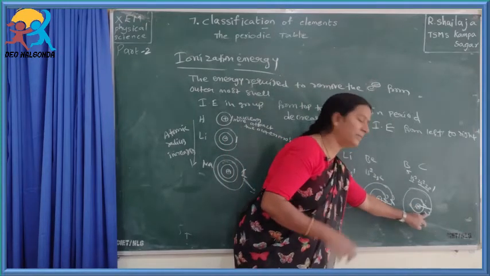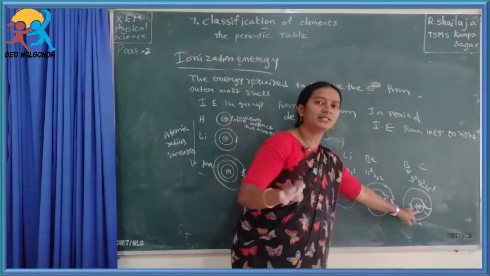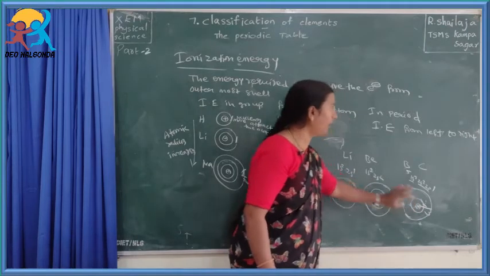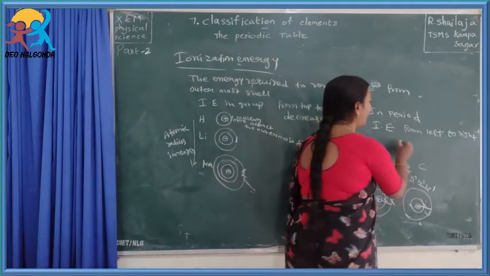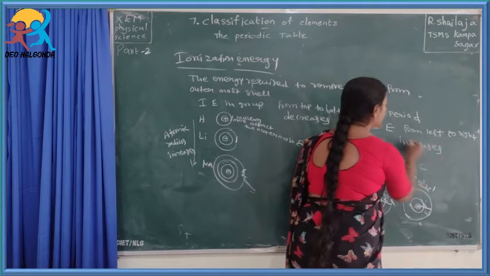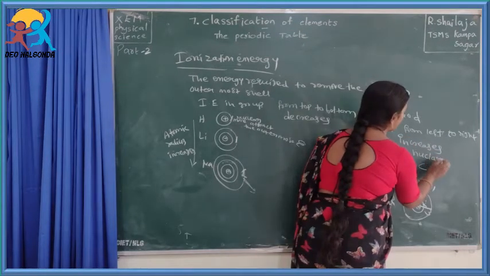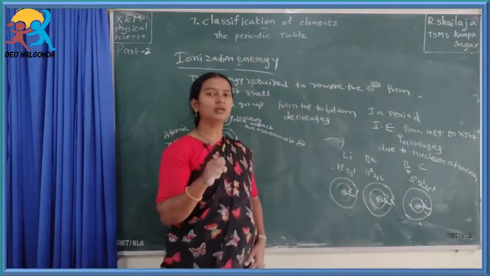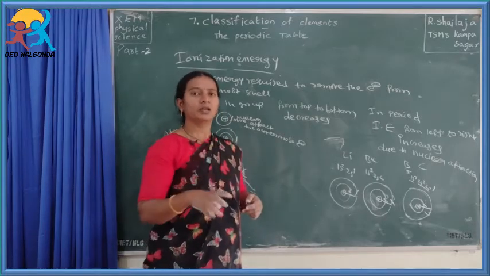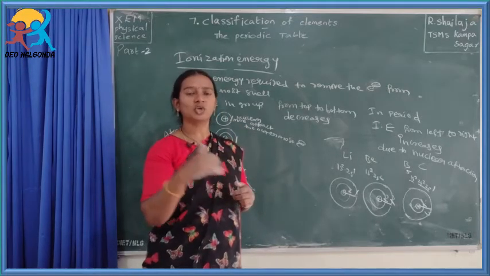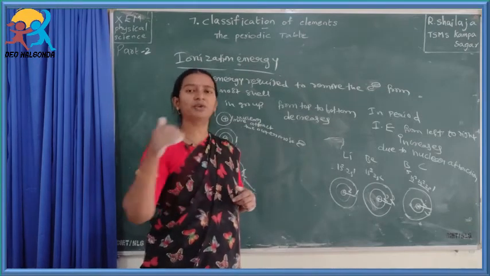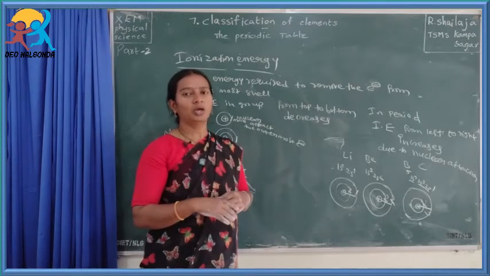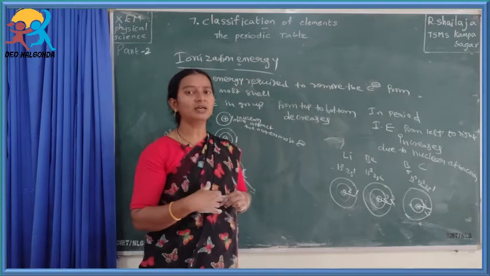If attracting power increases, the electron is not easily removed from the outermost shell, which means it requires more energy. So in a period, ionization energy increases from left to right due to nuclear attraction. If nuclear attraction is more, the electron is tightly bound with the protons and is not easily removed, so more energy is required to remove the electron from the outermost shell. If nuclear attraction is more, ionization energy is also more. If nuclear attraction is less, ionization energy is also less.